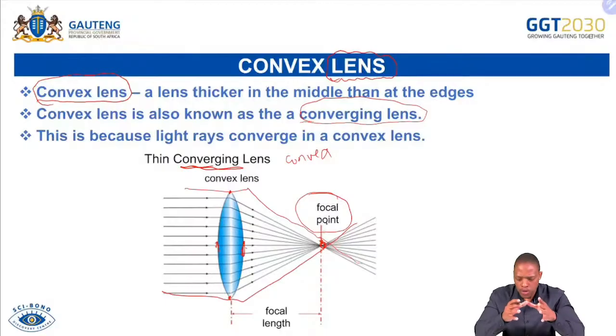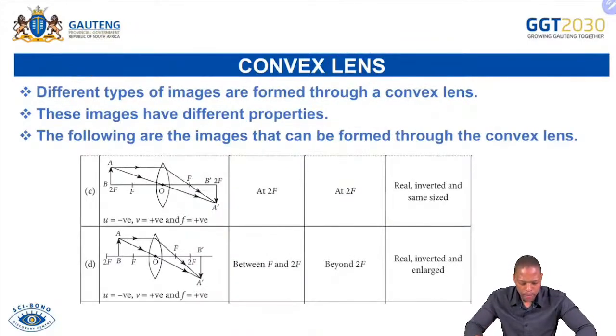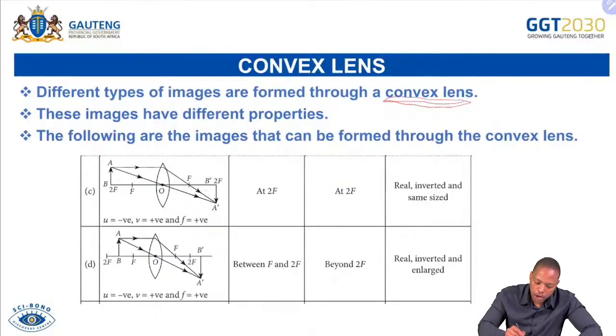So we're just going to go straight to the types of images, because lenses will create or give us images of a certain object. We're going to look at the types of images that can be created by a convex lens. Different types of images are formed through a convex lens. It's probably the most used lens compared to the concave, because it forms different types of images, and these images will have different properties, of course.